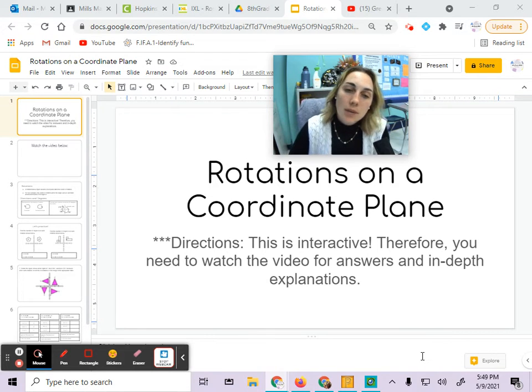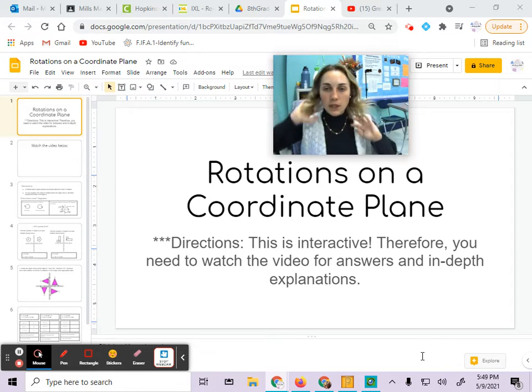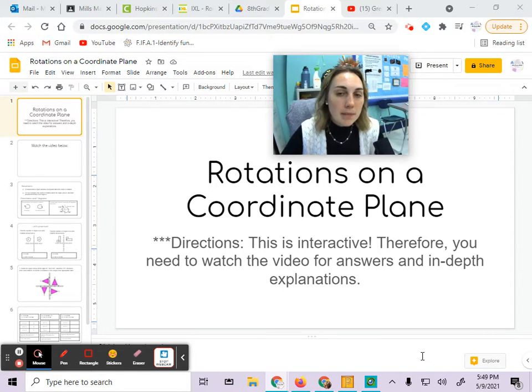The whole point of this video is to help you out with rotations on a coordinate plane. So what's happening here is we've talked about translations, we've talked about reflections. Now we're going to talk about rotations on a coordinate plane. Again, these are going to be similar. This assignment's going to be similar to what you were doing before.